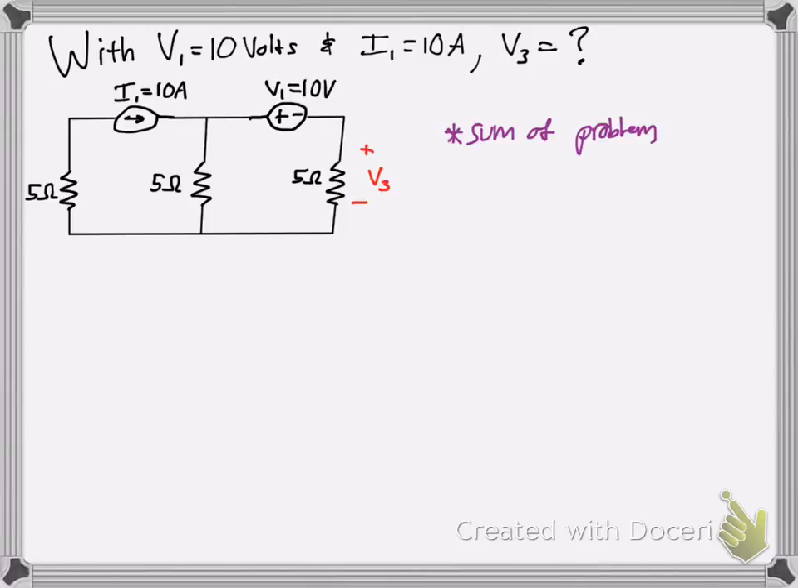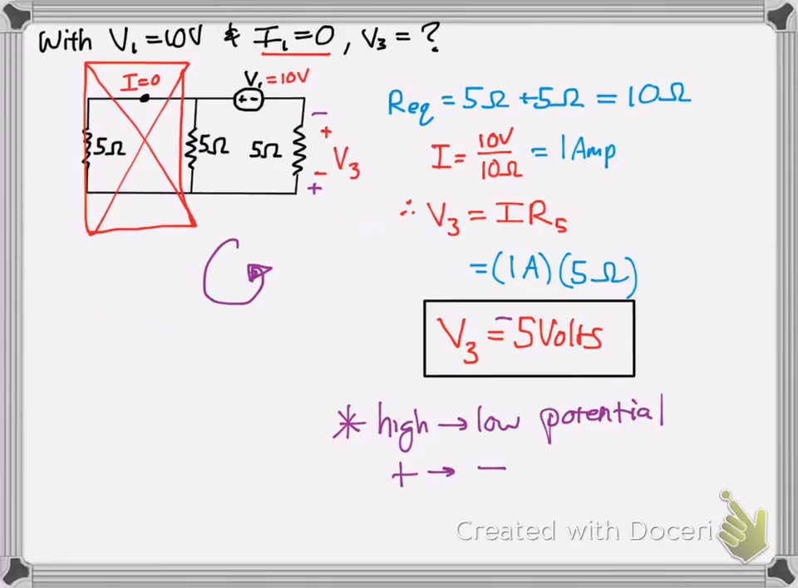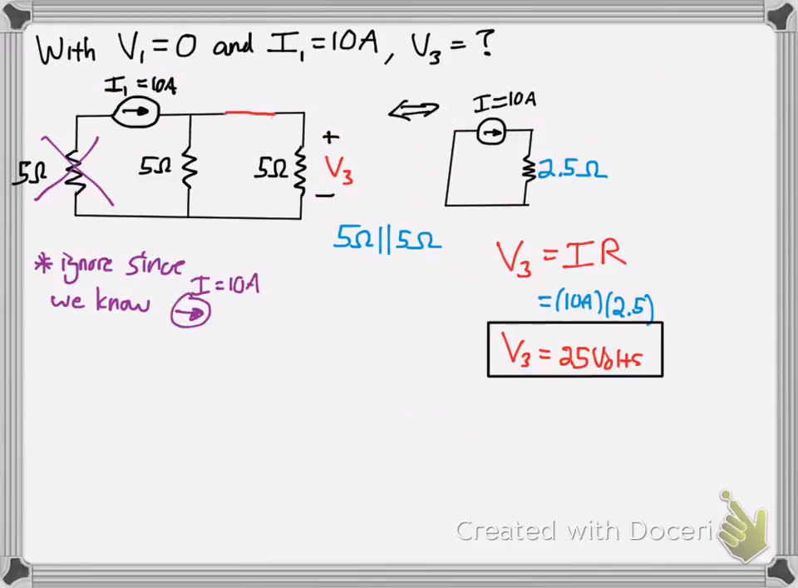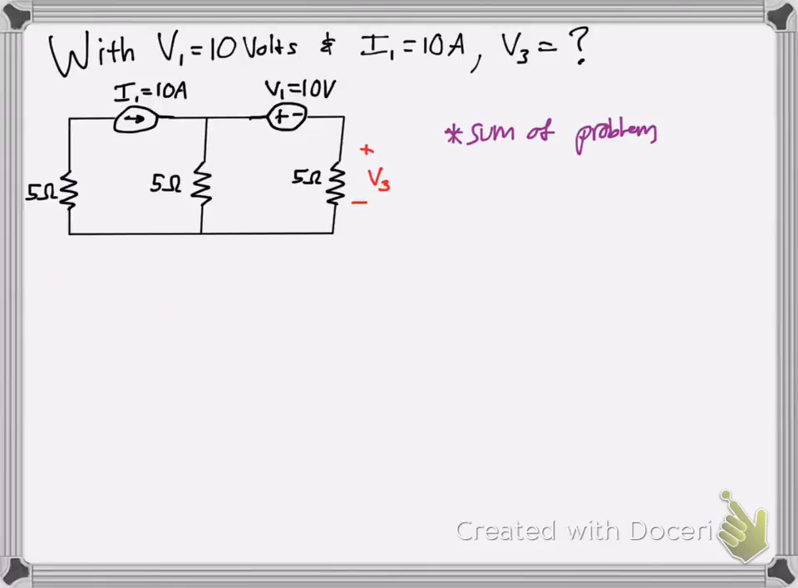Wait a minute. Take a look. Part A was this one, where V1 was 10. We got negative 5 volts. And part B, I1 was 10, and we got 25 volts. Well, now we have both of them: V1 is 10, I1 is 10 at the same time. So rather than doing a bunch of math again, or setting up an equation, notice that these are the same problems A and B, just asked at the same time.